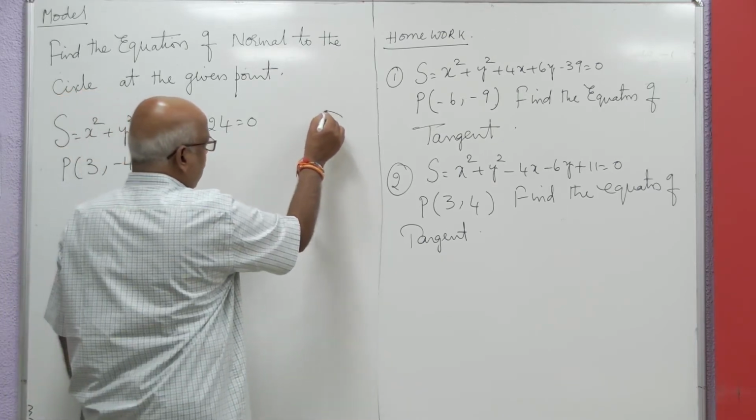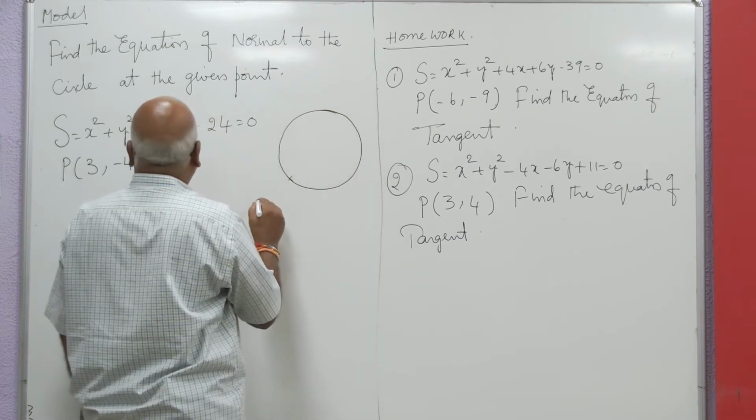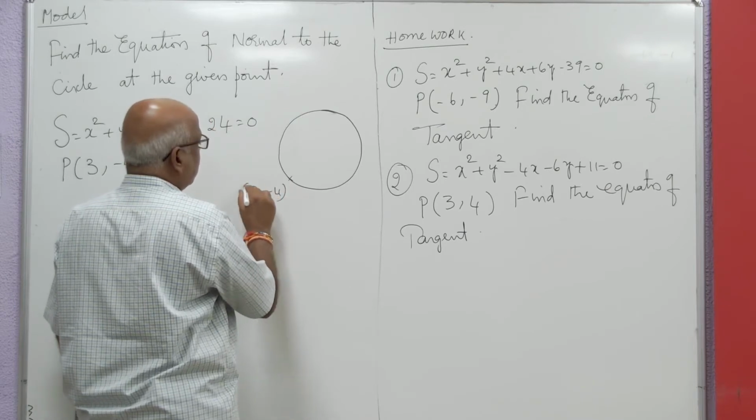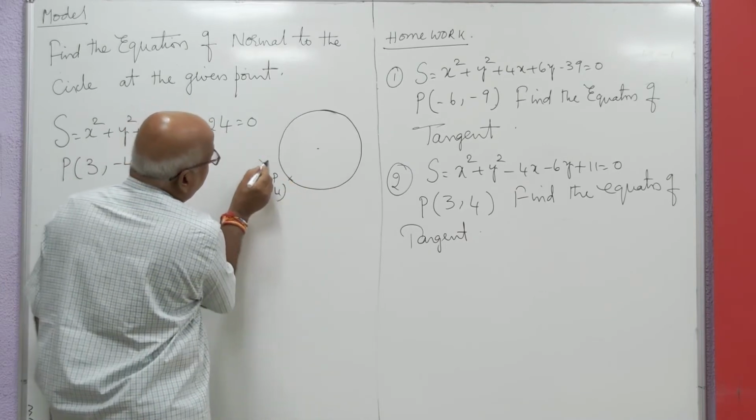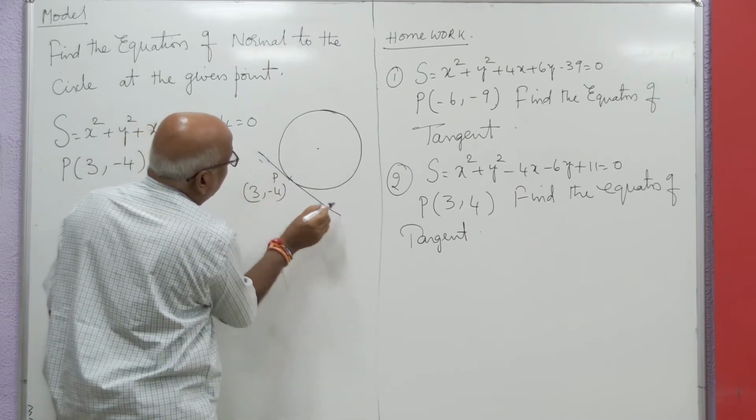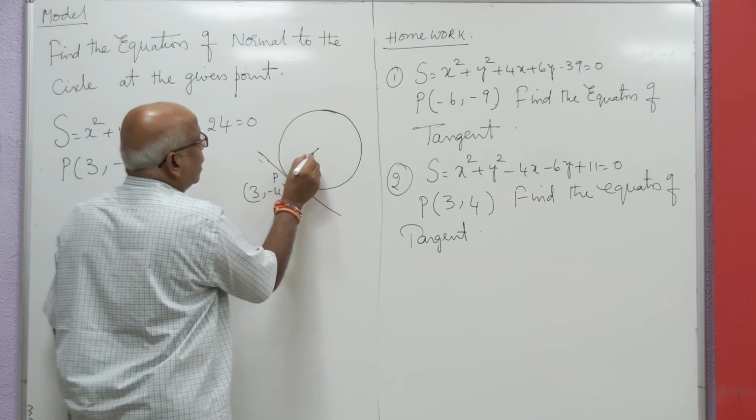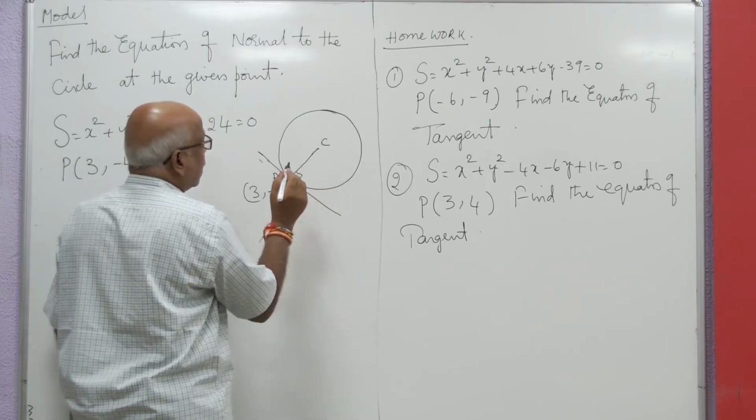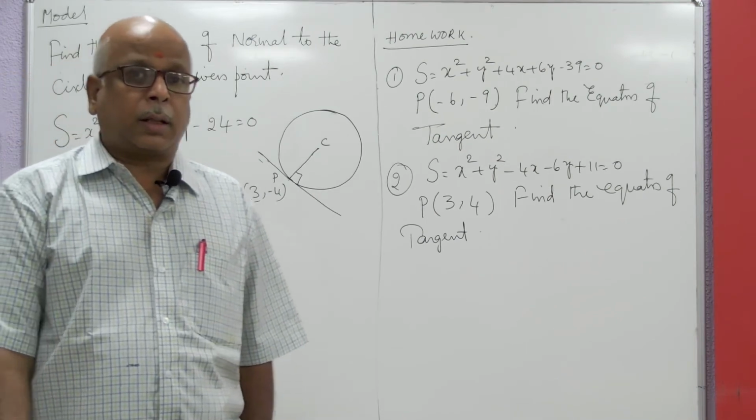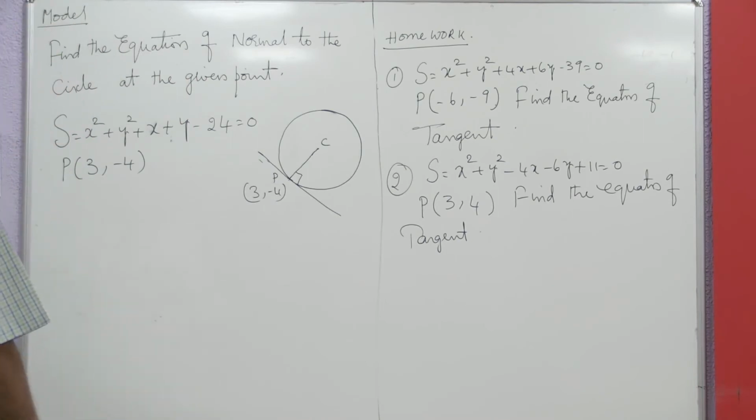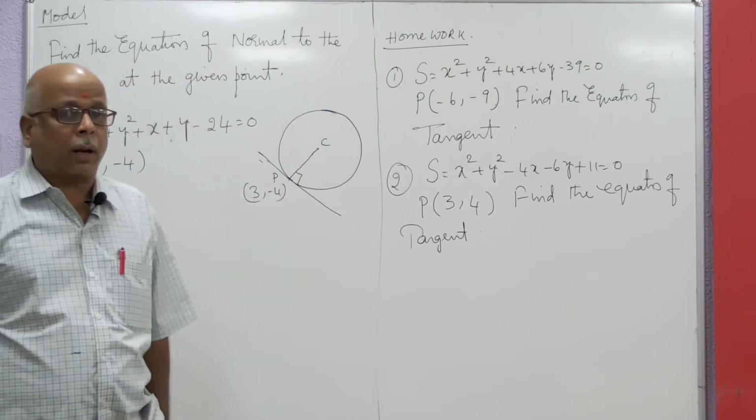Suppose you draw the diagram, this is the circle, and here is the point 3, minus 4. This is the tangent. The line perpendicular to the tangent at the point of contact is the normal. There is a principle: every normal passes through the center of the circle.